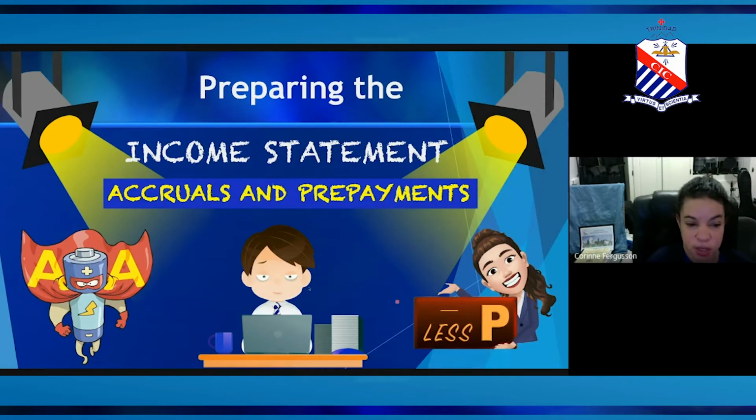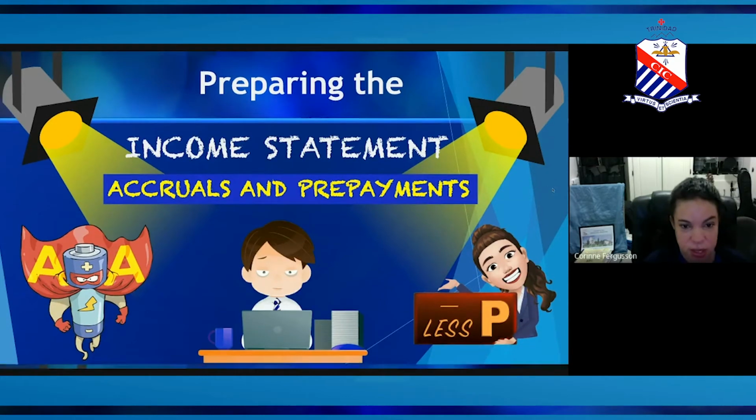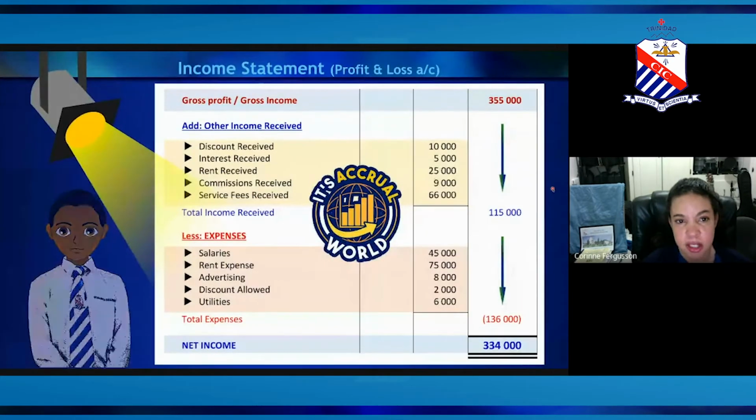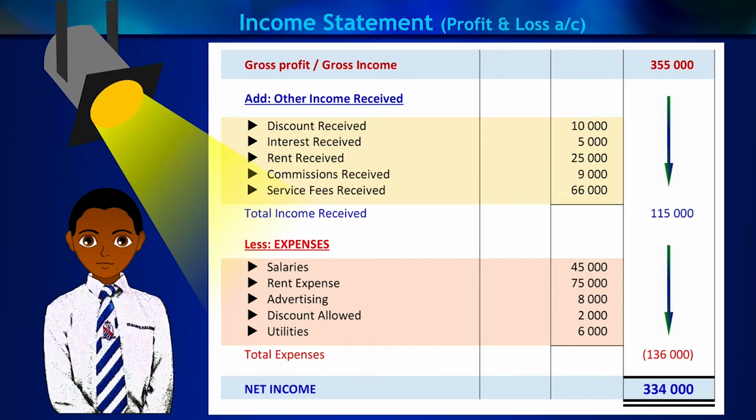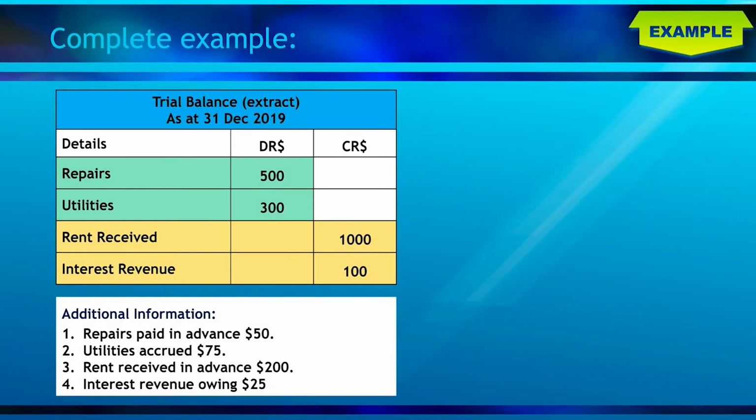It's always this, right? So going into the income statement, this is the part that you will always have to work out the amount earned and the amount incurred. So you may have to add accruals, less prepayments for the income and for the expenses. So we are going to do an example.